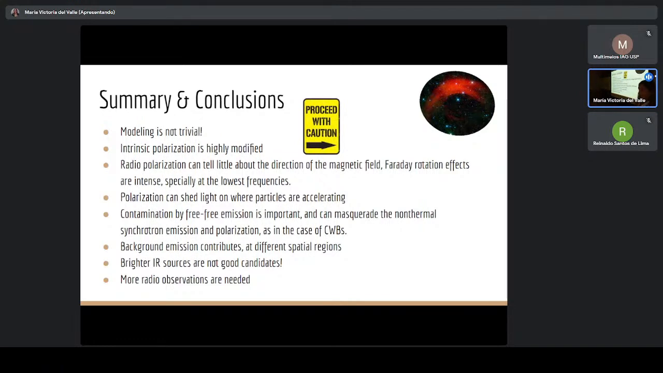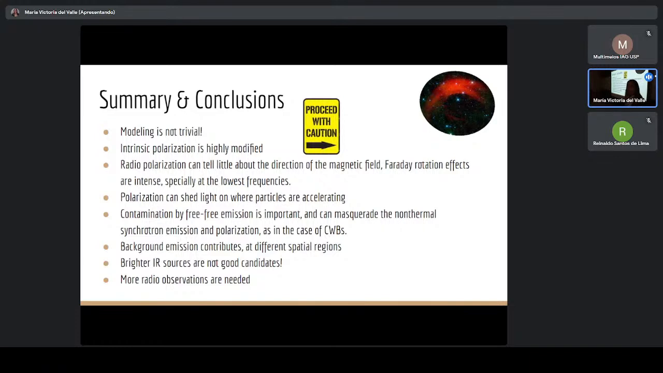The intrinsic polarization is highly modified, as I mentioned before. The radio polarization can tell little about the direction of the magnetic field, as I showed you before, because of the Faraday rotation effects, but also because when we infer the magnetic field direction, we have to think that the magnetic field at the point that is emitting the synchrotron is the magnetic field where the electrons are. And the electrons are not distributed uniformly. When we are observing this, we are observing the integration of this 3D object projected in the plane of the sky. So we would not be able to say so much about the direction of the magnetic field. Plus, we have the effects of the Faraday rotation.